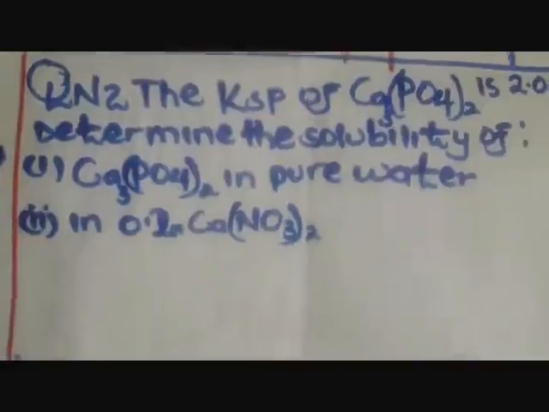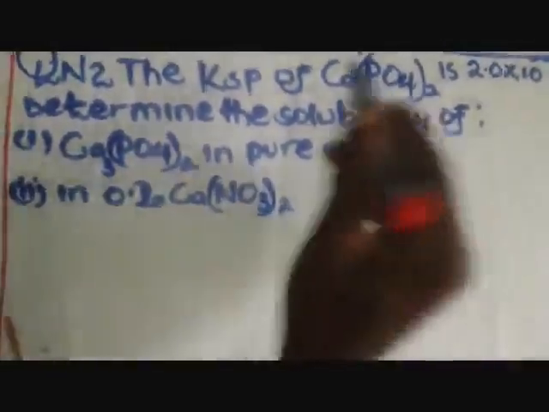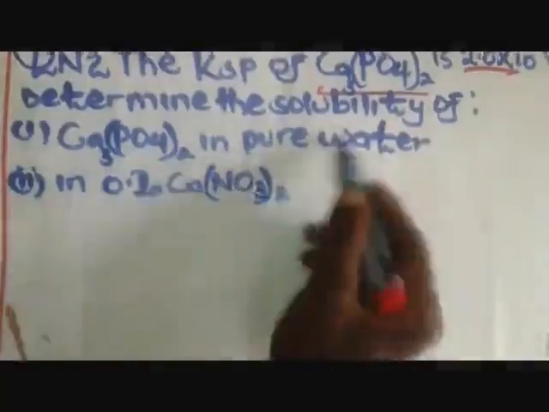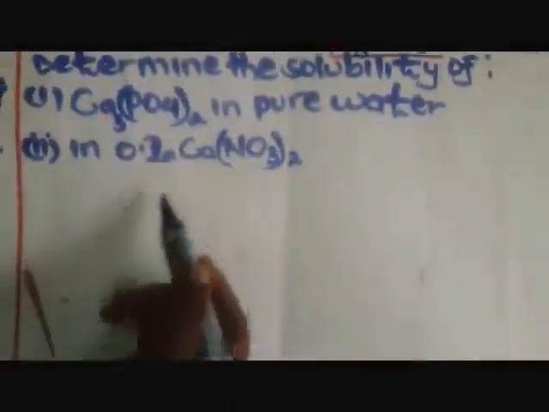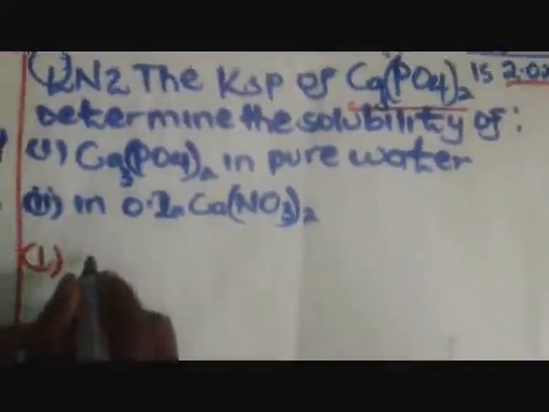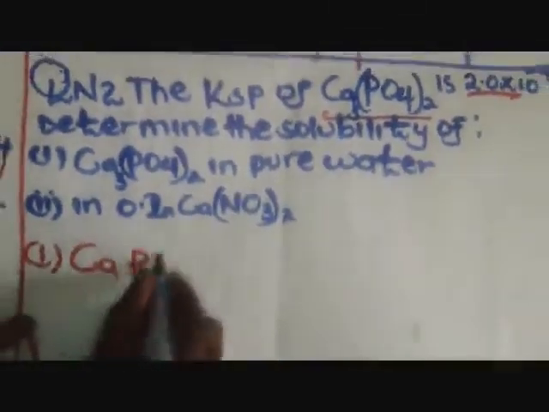The second question says the Ksp of calcium phosphate is given. They are telling us to determine the solubility of calcium phosphate in pure water and then in 0.2 molar calcium nitrate. We are still on the same idea of the common ion. We are going to begin by writing our equation of the reaction. The first equation, solution for Roman 1, so we are going to write calcium phosphate.